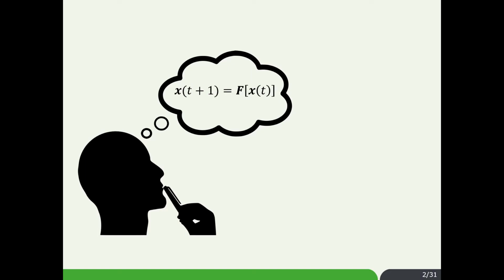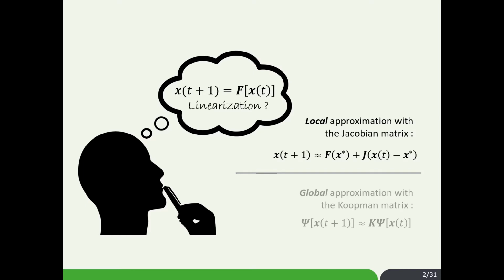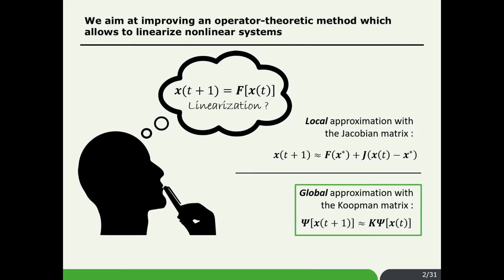Imagine a nonlinear system that you want to linearize. The classic way is the local approximation provided by the Jacobian matrix computed around some fixed point. But there is another way, which is the global approximation given by the Koopman operator, which linearly describes the evolution of some functions defined on the state space. Following the second possibility, we aim at improving an operator-theoretic method which allows us to linearize nonlinear systems.